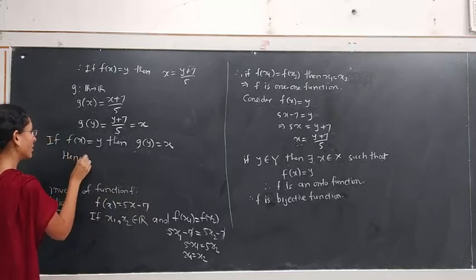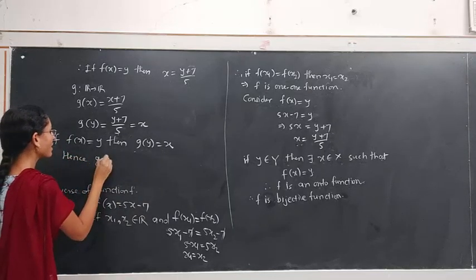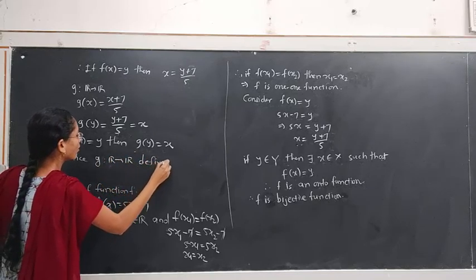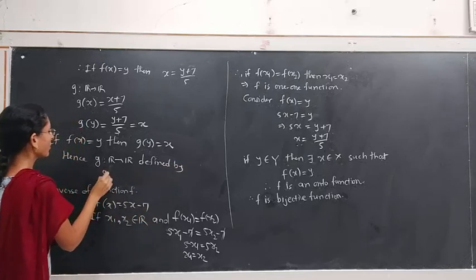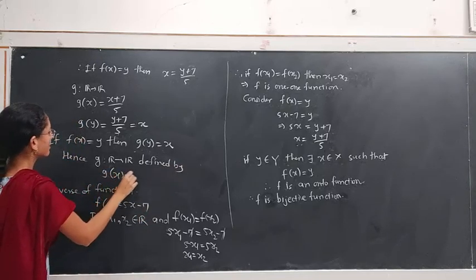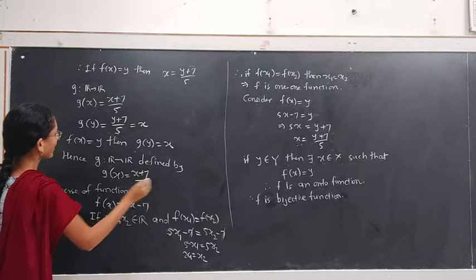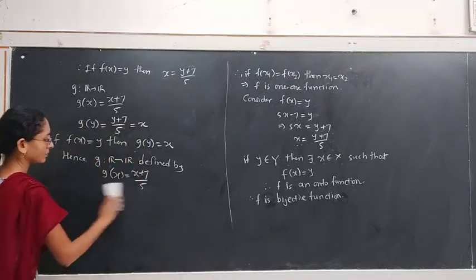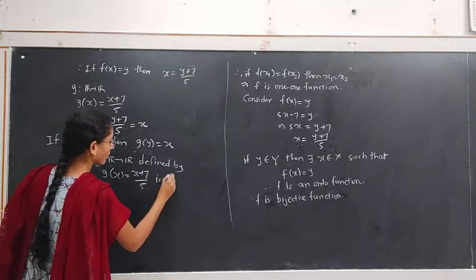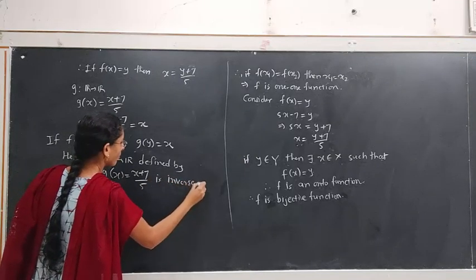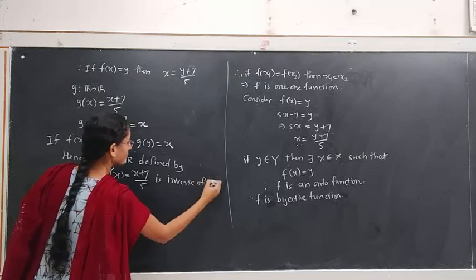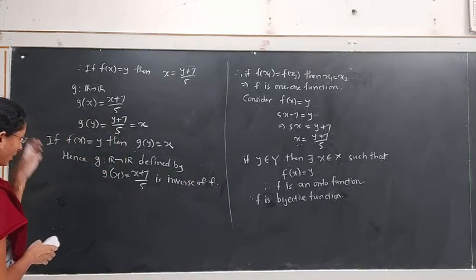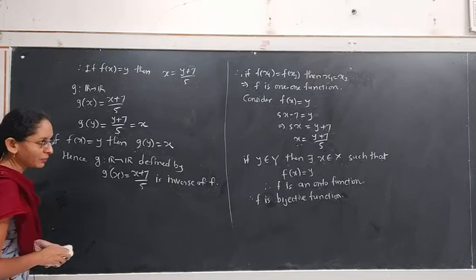Hence, g from R to R defined by g of x is equal to x plus 7 upon 5 is inverse of f. We will take one more example.